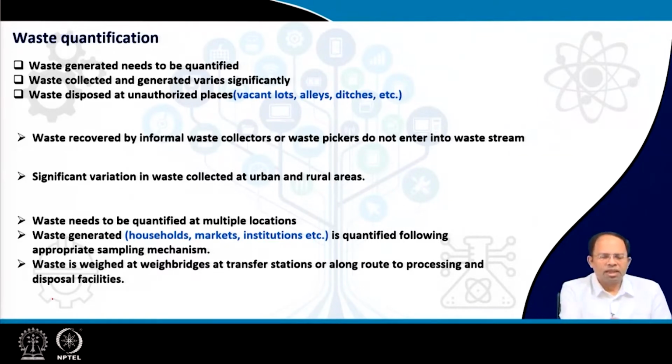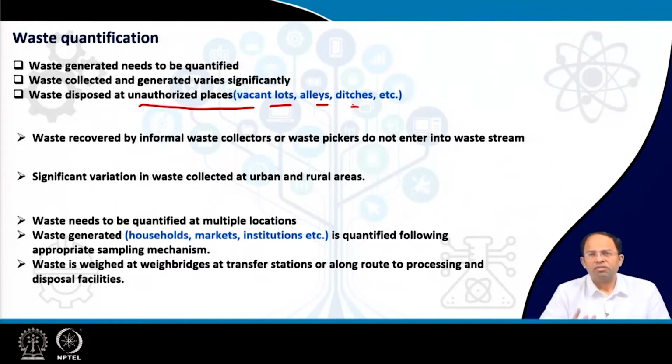So, waste is disposed at unauthorized places, vacant lots, alleys, ditches. This always happens. Unless people are aware or concerned themselves, this cannot be stopped. Then there is waste recovered by informal waste collectors or waste pickers, people who come to your house, buy the papers and take them to the scrap dealers. Plastics and other things are directly sold from the house to these waste pickers, and this garbage doesn't enter the waste stream. That means the municipality is not handling this garbage. So this is handled separately, and it is not part of MSWM.